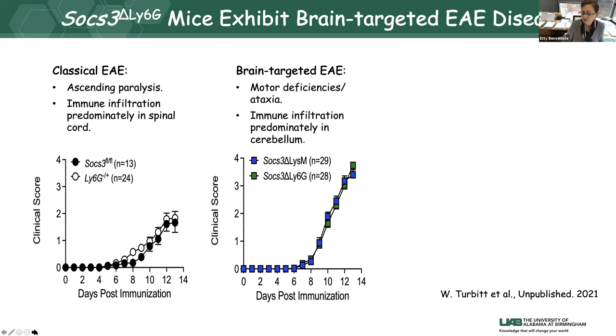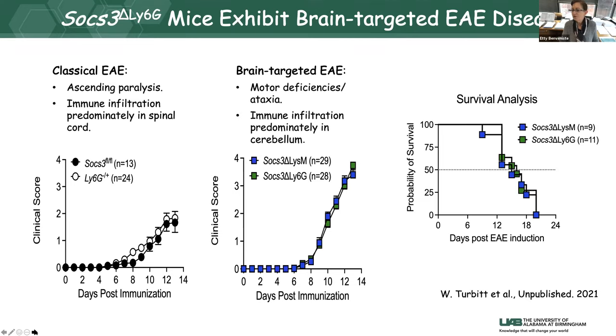So these are studies that Bill Turbitt did when he joined the lab. And obviously, the thing we were anxious about is, would these mice, with SOCS3-specific deletion only in the neutrophils, get brain-targeted EAE? And shown in the middle panel, you can see, in fact, that these mice really phenocopy the mice that lack SOCS3 in both neutrophils and macrophages. So that was reassuring, to put it mildly.